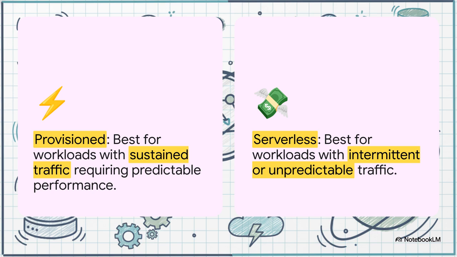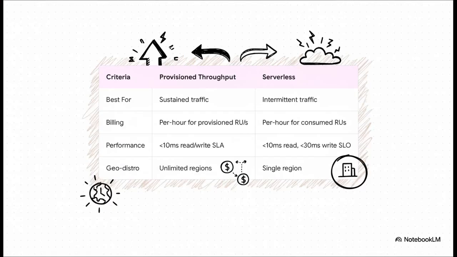You pay a fixed price every month for a guaranteed amount of power, which is just perfect for apps that have steady, predictable traffic. Serverless, on the other hand, that's your pay-as-you-go plan. You only pay for what you actually use, which makes it absolutely ideal for workloads that are spiky or just completely unpredictable. And when you dig into the details, you can really see the trade-offs.